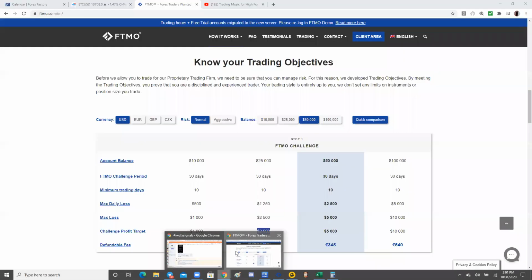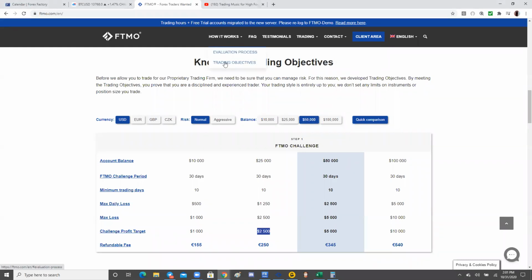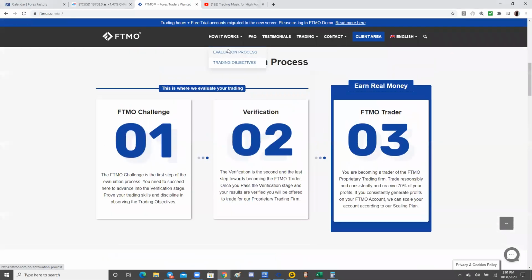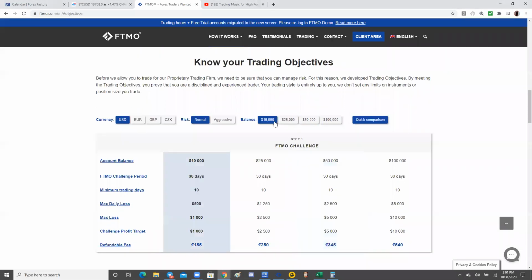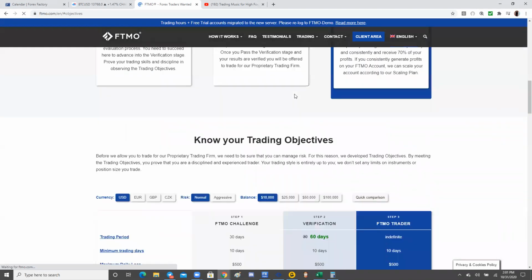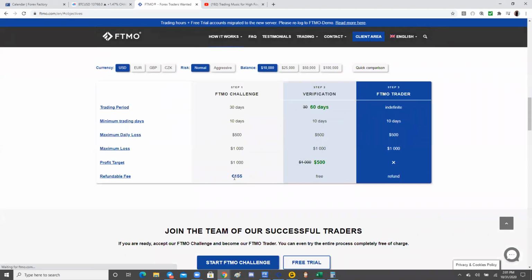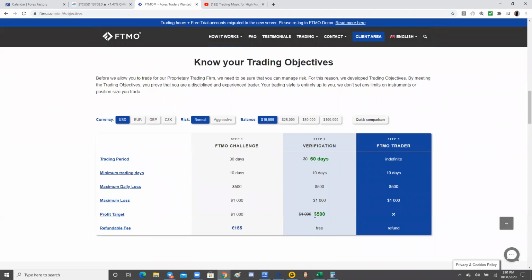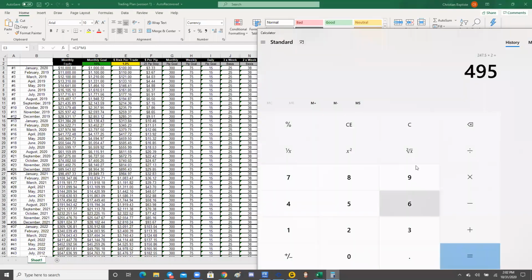495. What do we have to make after we pass the challenge? After you pass the challenge with 10,000, you only got to make 500. Look at that, 500. It took you 2 trades, 2.5 trades, $5 more. It took you 2 trades after you pass the challenge.